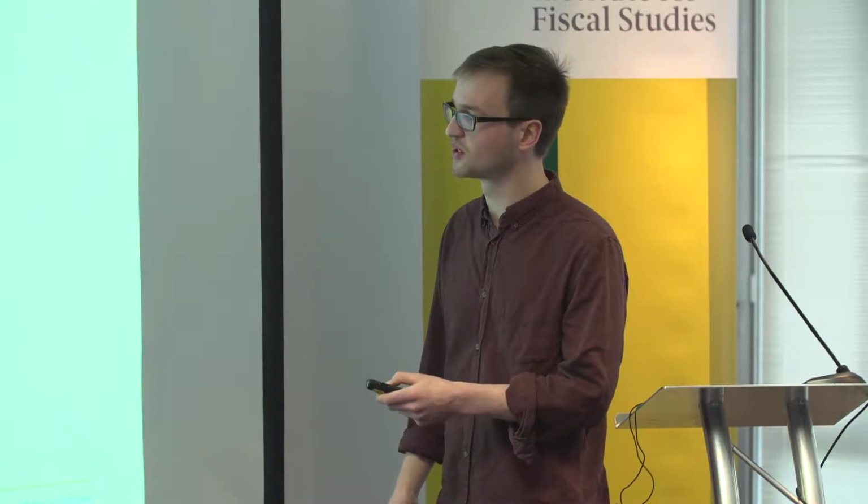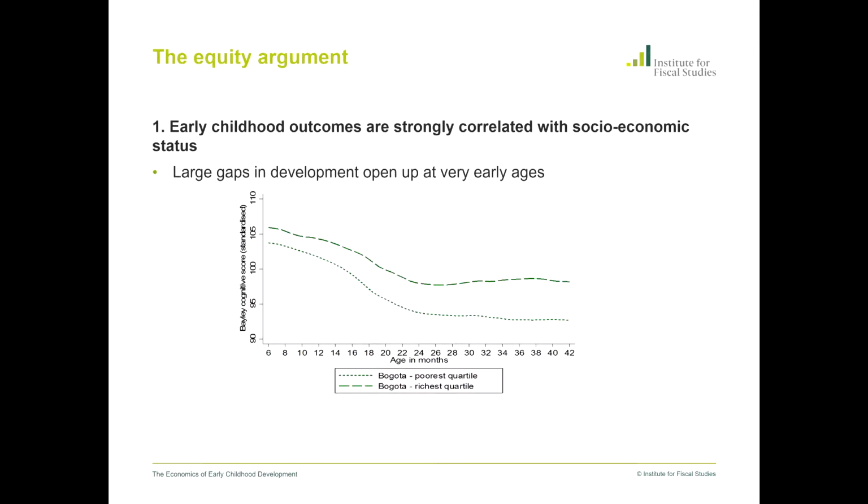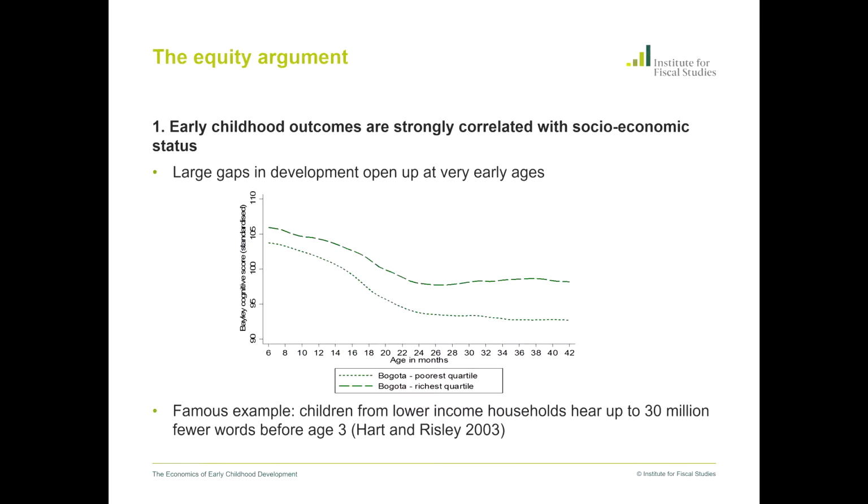So what we see here is that at 6 months, we have some difference between the richest and poorest. But what's more, by the time we get to 42 months, this gap has tripled. So socioeconomic status is very, very important to determining these sorts of cognitive scores. Why is this happening? Well, most of this comes down to differential investment, as I mentioned earlier. So one famous example from Hart and Risley in 2003: children from lower income households in the States hear up to 30 million fewer words before the age of 3 than those in higher income households. So big differences in investment lead to these large gaps in development.